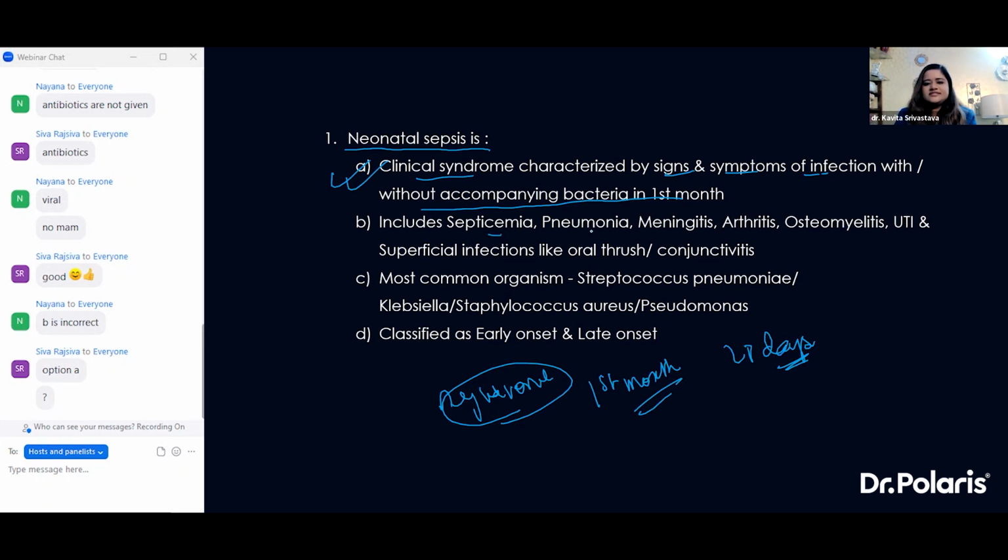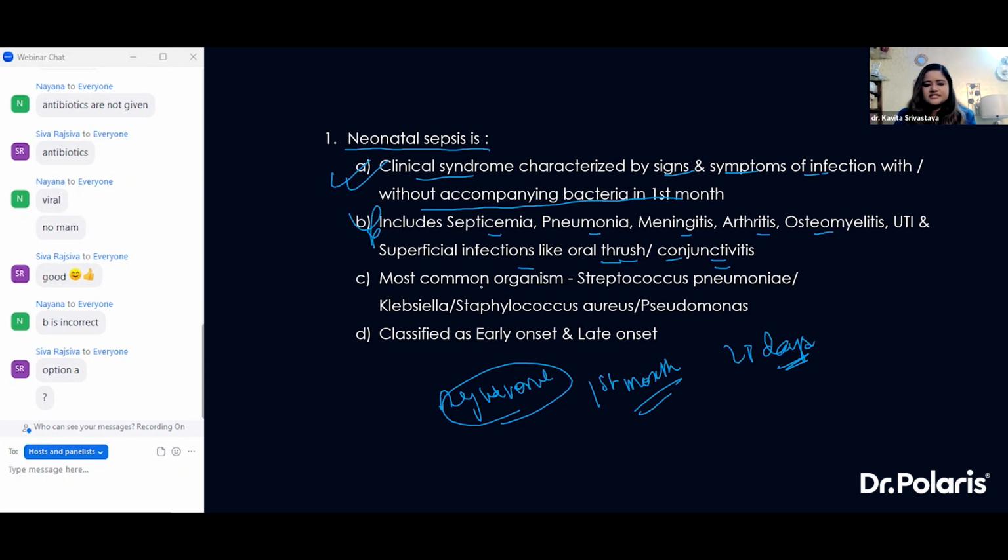Does it include septicemia, pneumonia, meningitis, arthritis, osteomyelitis, superficial infections like oral thrush and conjunctivitis? No, that is not exactly the right statement. Neonatal sepsis is an overall sepsis that is present inside the body of the newborn. It can present with diffuse septicemia. It can present with any kind of clinical features, but superficial infections like oral thrush and conjunctivitis are not included in neonatal sepsis. So that is wrong.